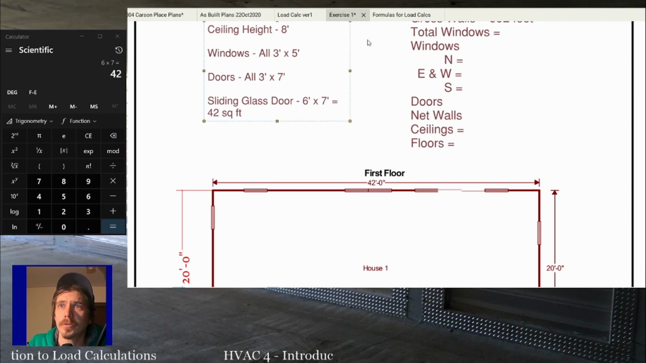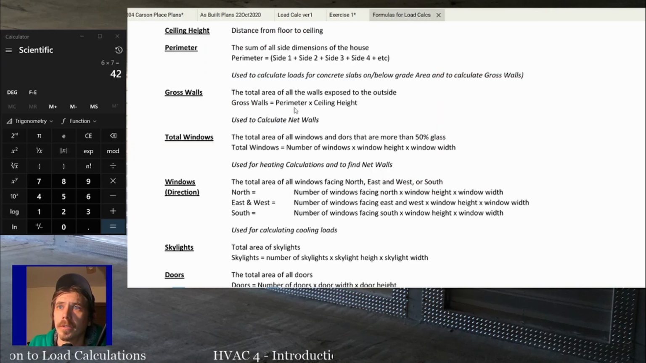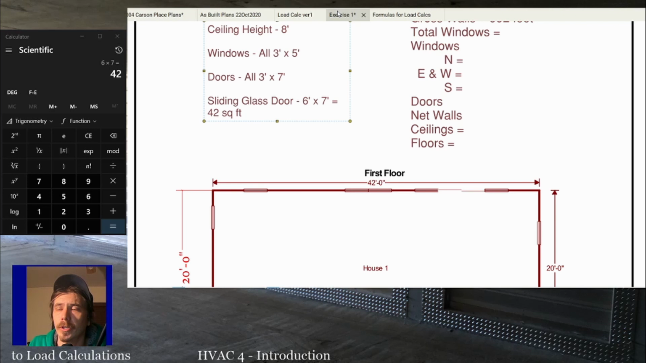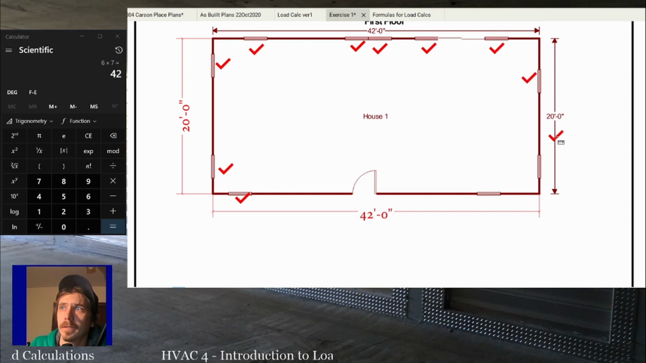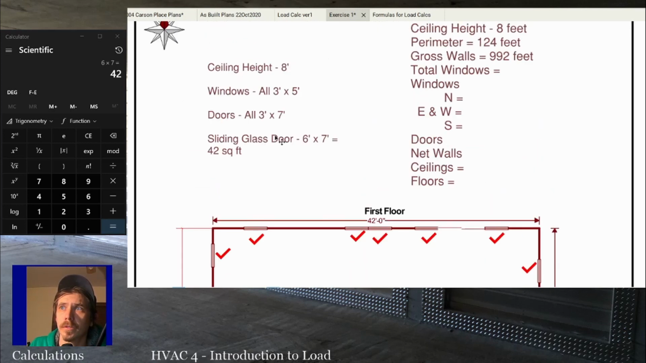All right. The windows, we can get the windows if we just know how many windows we have, because we know they're all 3 feet by 5 feet. So we just need to know number of windows times 3 times 5. And actually, the way I wrote this down, it would be the number times 5 times 3. Doesn't really matter which one you put first, right? Multiplication, we don't need a particular order. So we can count our windows here. Here we have 1, 2, 3, 4, 5, 6, 7, 8, 9, 10, 11. We have 11 windows.